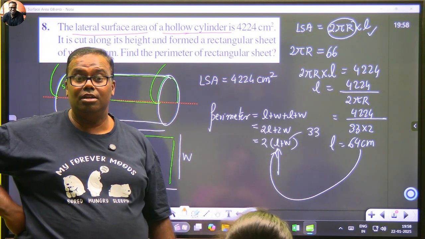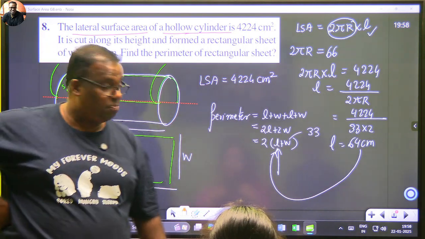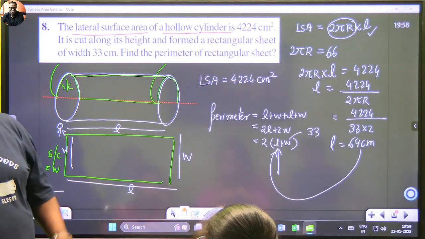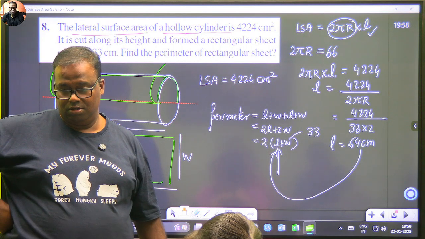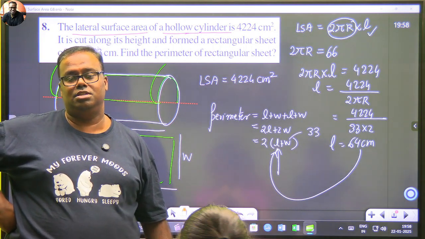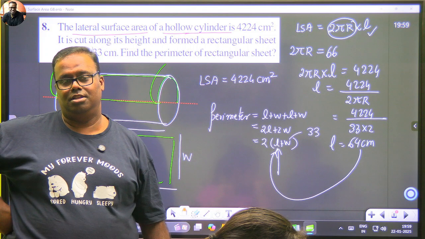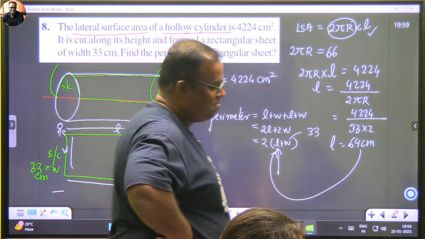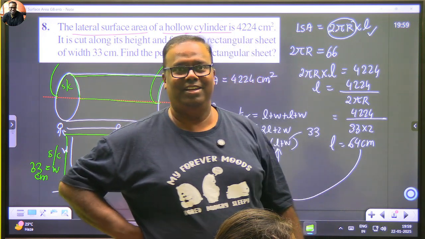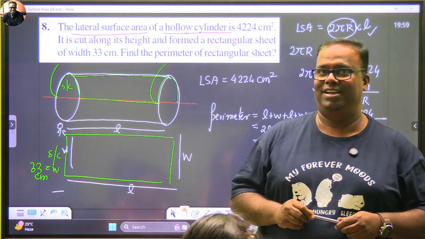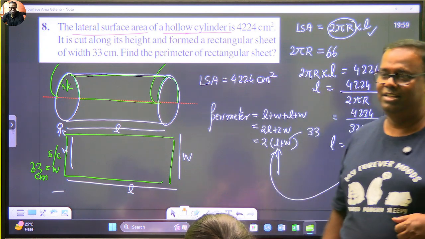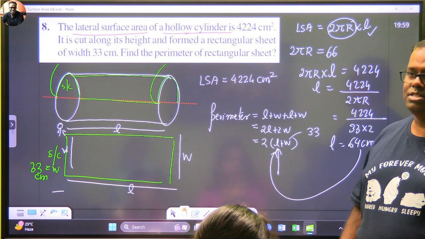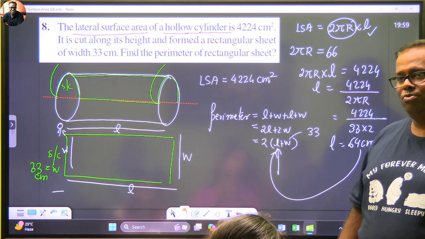Also 198. 198 centimeter square. Perimeter. Perimeter is a length, length, length, length. 194 centimeters. My bad, my bad. Clear? ये समझ में आया? Have we understood? Yes. Shall I go to the next one? One more volume problem.